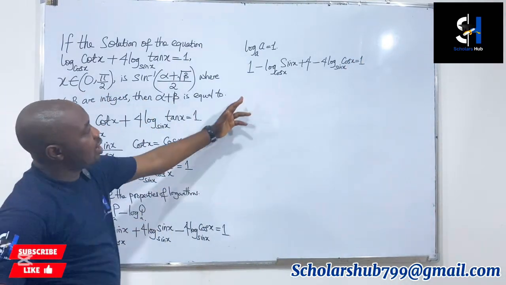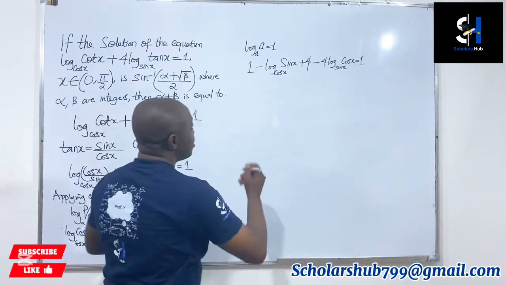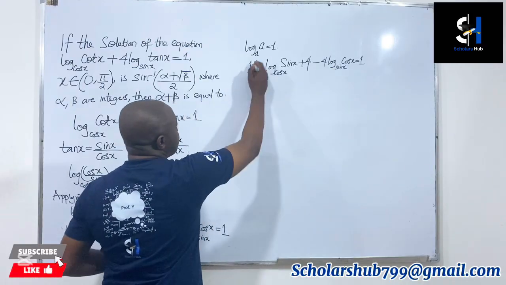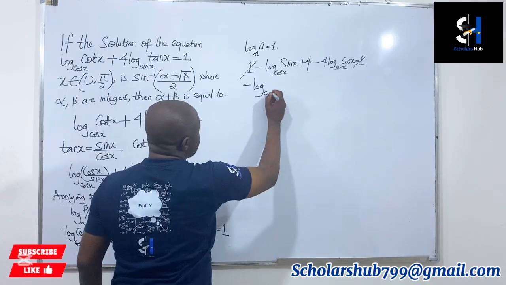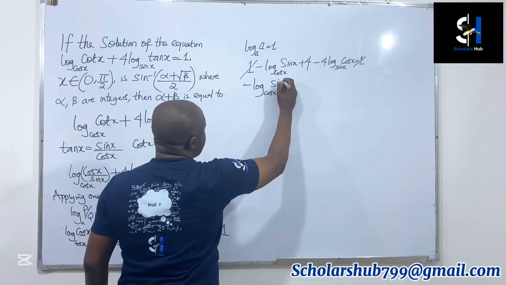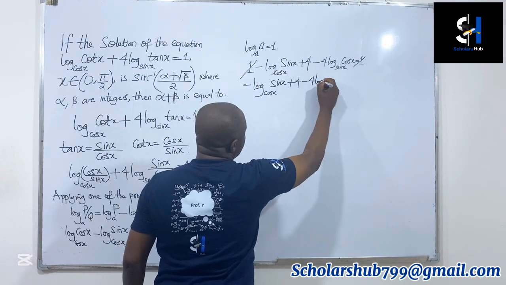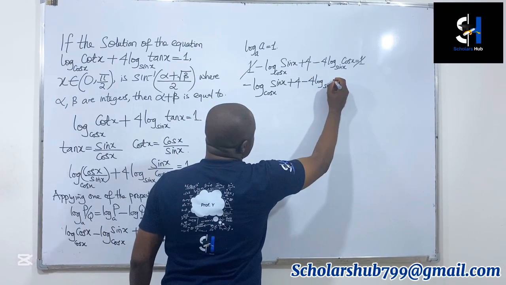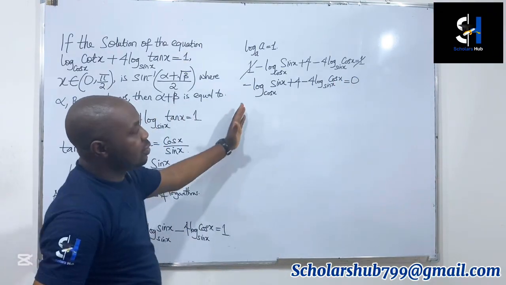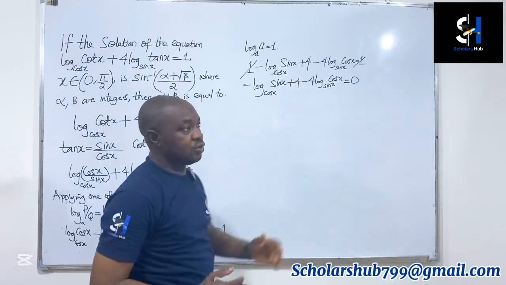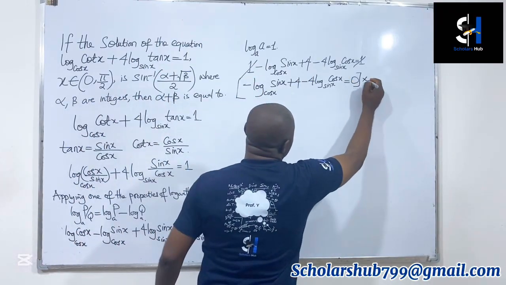Now, we have plus 1 on the left-hand side, and also plus 1 on the right-hand side. If I subtract 1 from both sides, the equation reduces to negative logarithm to base cos x of sin x, plus 4, minus 4 logarithm to base sin x of cos x equals 0. Now let's rearrange this equation. Let's multiply the equation by minus 1.